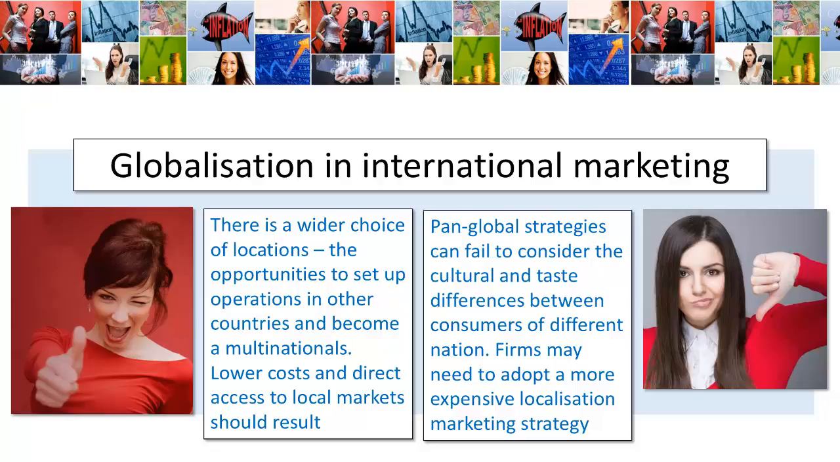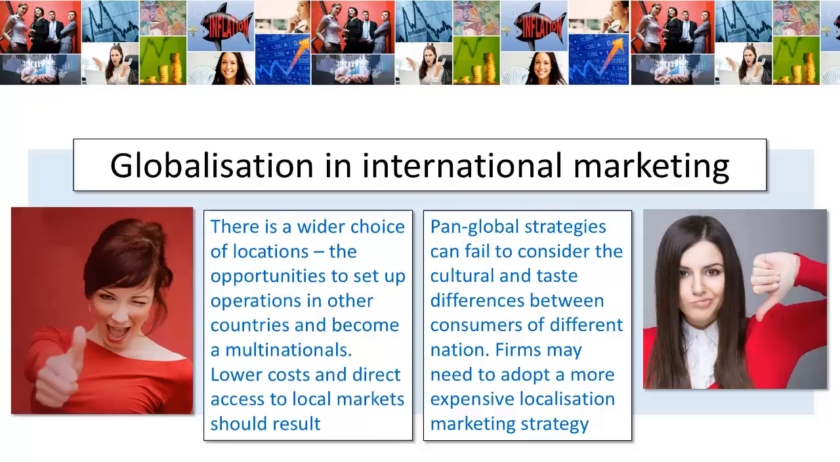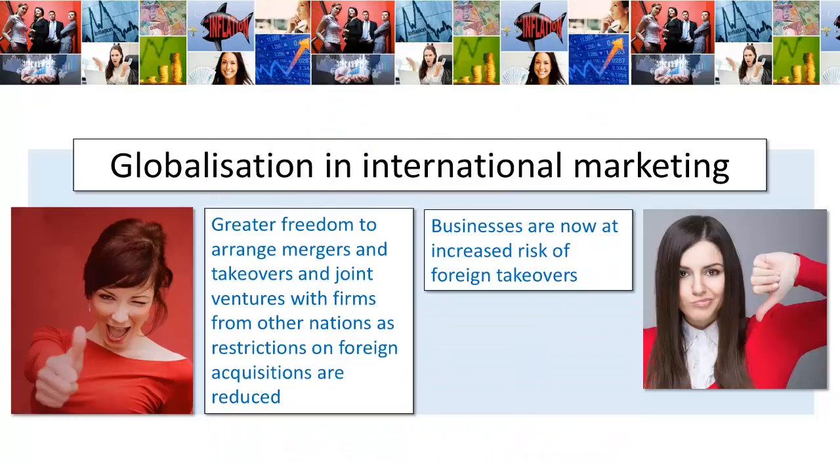Now, pan-global strategies can fail to consider the cultural and taste differences between consumers of different nations. Firms may need to adopt a more expensive localization marketing strategy, localization being the tailoring of the products to suit the local market. On the plus side, globalization provides greater freedom to arrange mergers and takeovers and joint ventures with firms from other nations as restrictions on foreign ownership are reduced. On the negative, businesses are now increased risk of being taken over themselves.